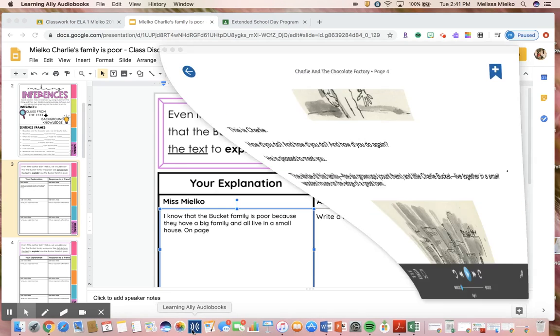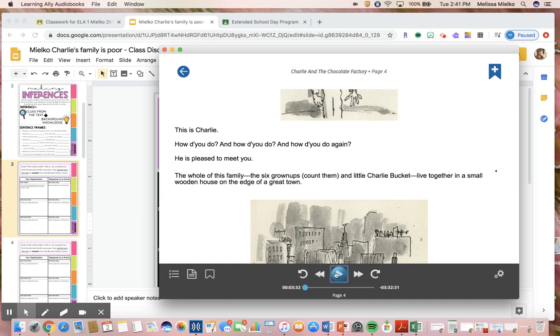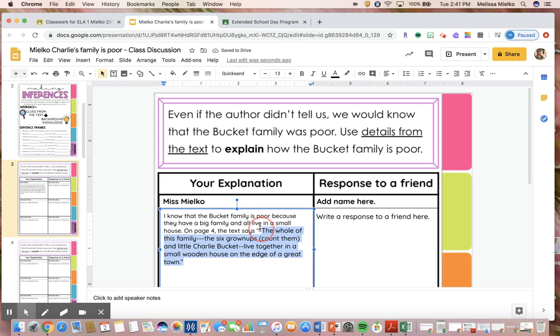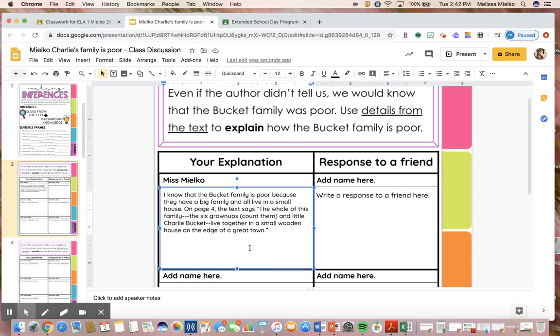So I'm going to put that in on page. Let's find out what page that was on. The page will always be underneath the play sign. On page 4, the text says, and I paste that in: the whole of this family, the 6 grown-ups, count them, and little Charlie Bucket live together in a small wooden house on the edge of a great town.